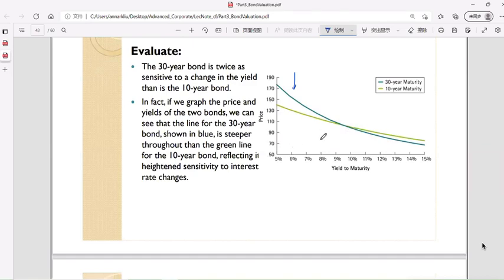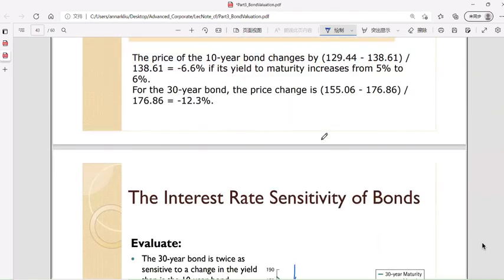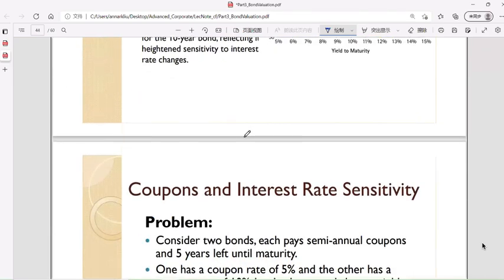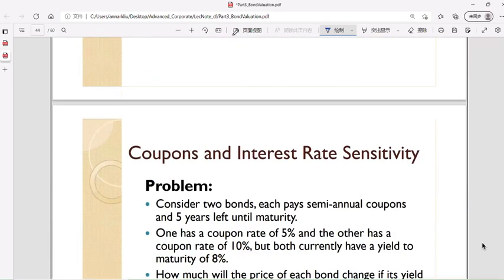Any questions so far on the interest rate sensitivity of bonds? The first part, where we evaluate the interest rate sensitivity regarding maturity.